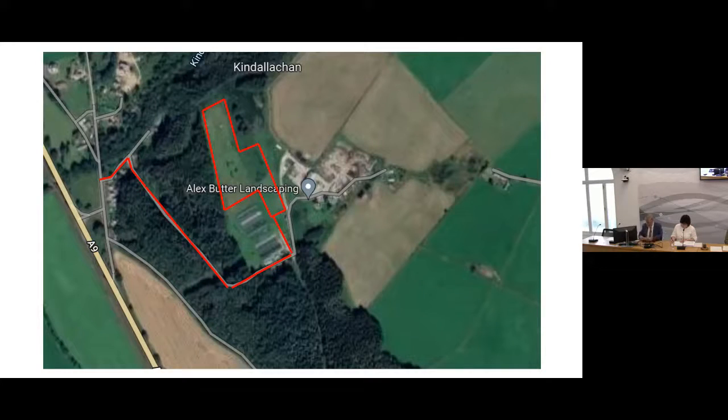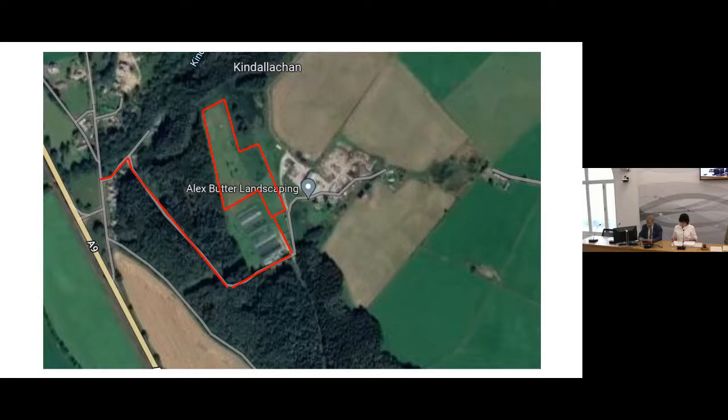So the proposal is for a camping and caravan site, including an office, cafe, and shop, and play and parking areas 100 metres west of Alex Butter Landscaping. A small shower WC block is also proposed close to the camping pitches. So 15 caravan pitches and 10 tent pitches are proposed, and a group camping area in the open field immediately to the west of the landscaping business.